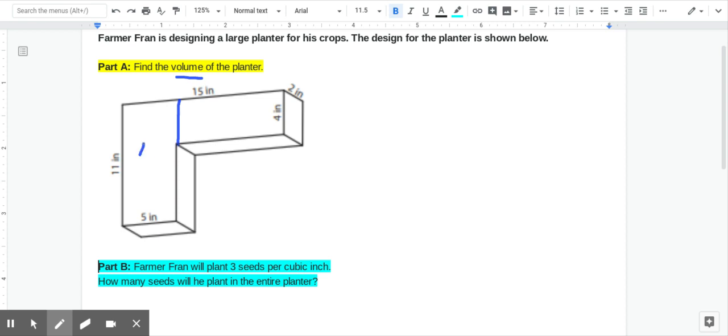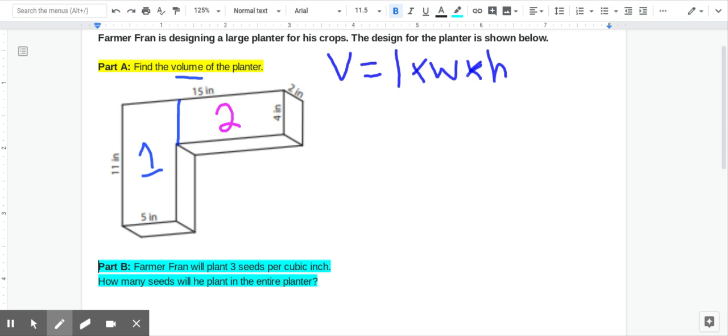And I'm going to call this figure 1, and I'm going to call this, let me pick a different color, this will be my figure 2. So first, let's take a look at figure 1. Figure 1, I need to find. We know I can calculate volume by multiplying length times width times height. Okay, so I want to find the length, width, and height of figure 1.